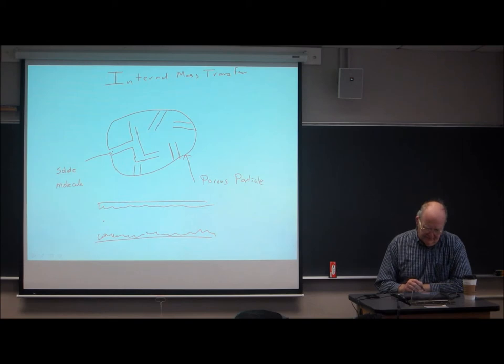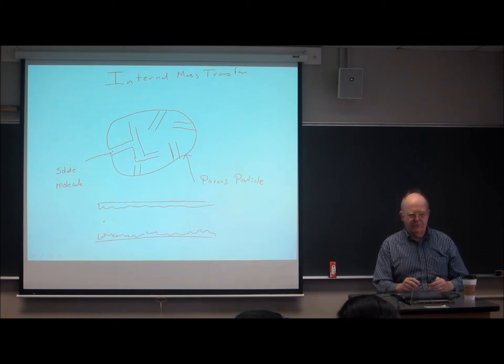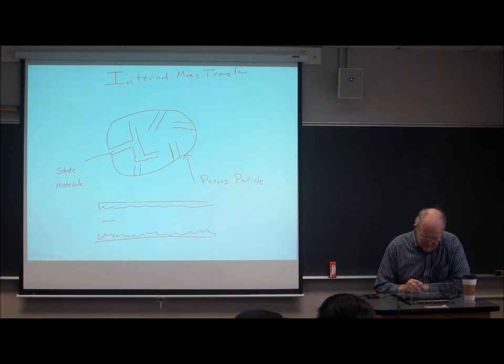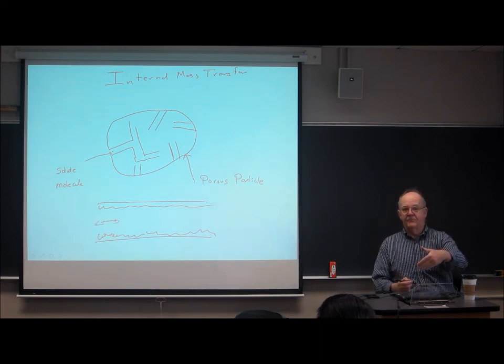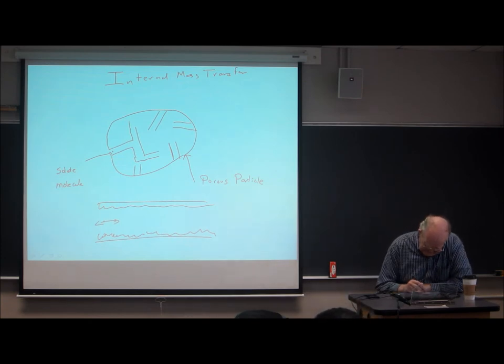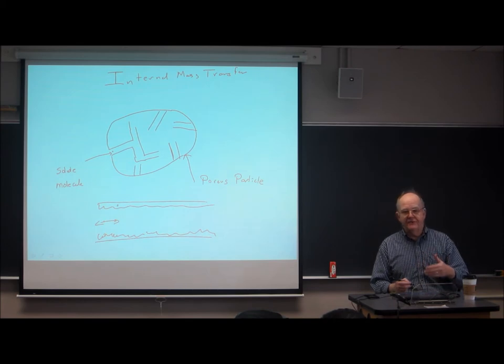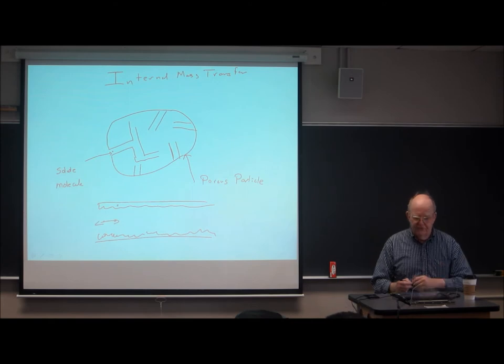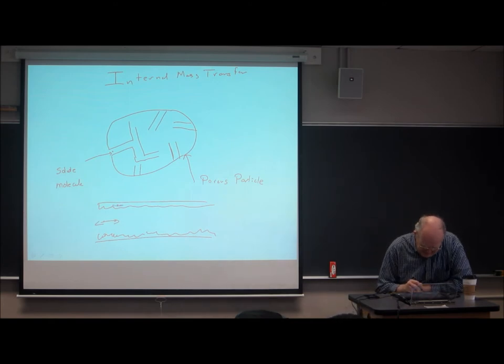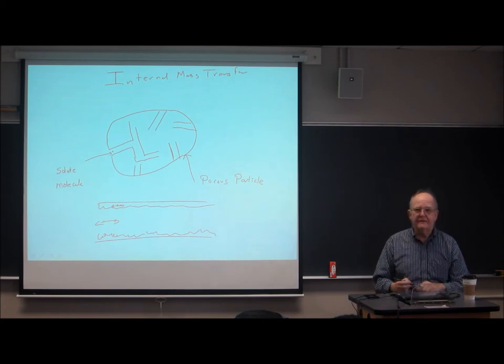Now our solute has two ways of moving through this pore. It can move by diffusion in the stagnated mobile phase inside the pore, or if the solute molecule is in the film of stationary phase, it can diffuse in that film of stationary phase. That's called surface diffusion. Okay?